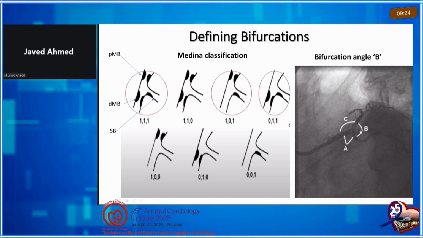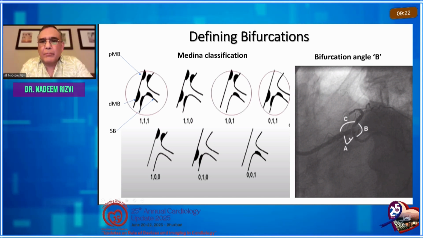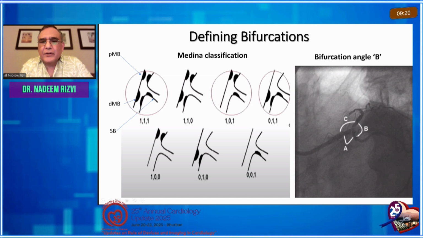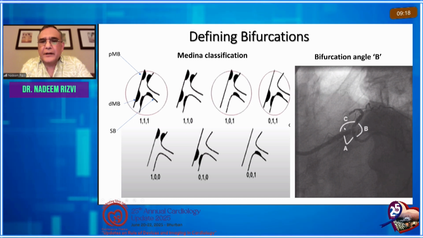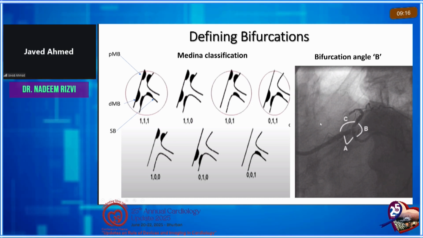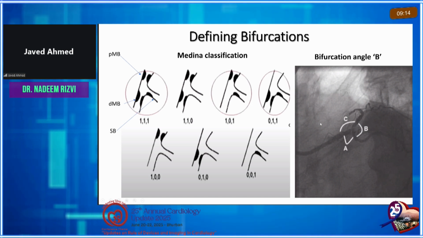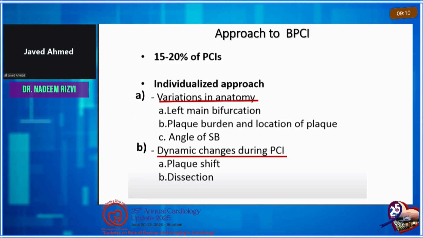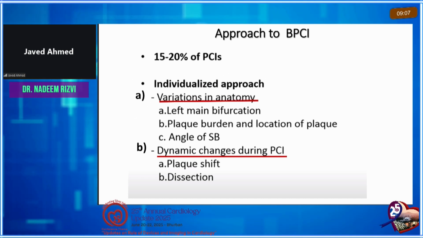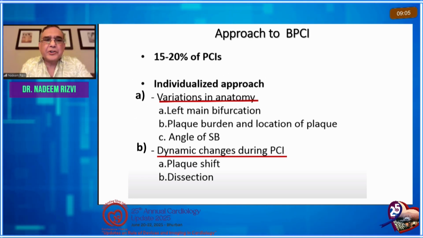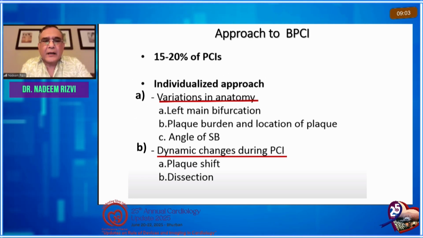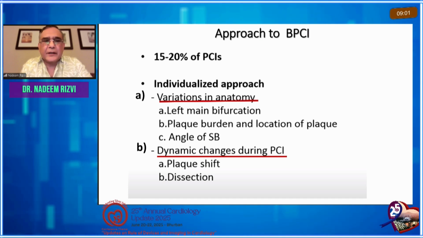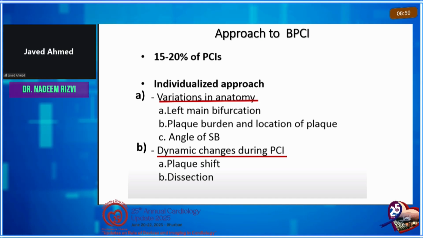So angle B is what is important. Occasionally we talk about angle A. This is the angle when we talk about 70 degrees or 90 degrees, and the angle C is the Medina classification. Everyone knows. There are three main things that you need to know about the approach to bifurcation. One is the variation in anatomy. So clearly the angle of the side branch, how much plaque there is, whether it's left main or non-left main.